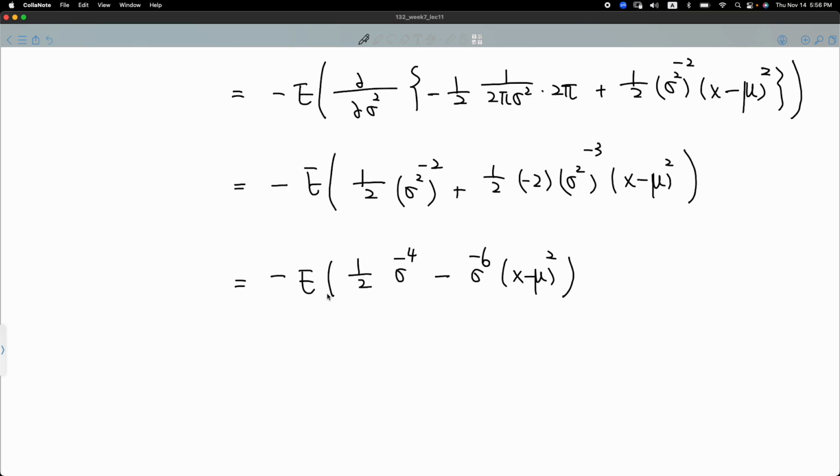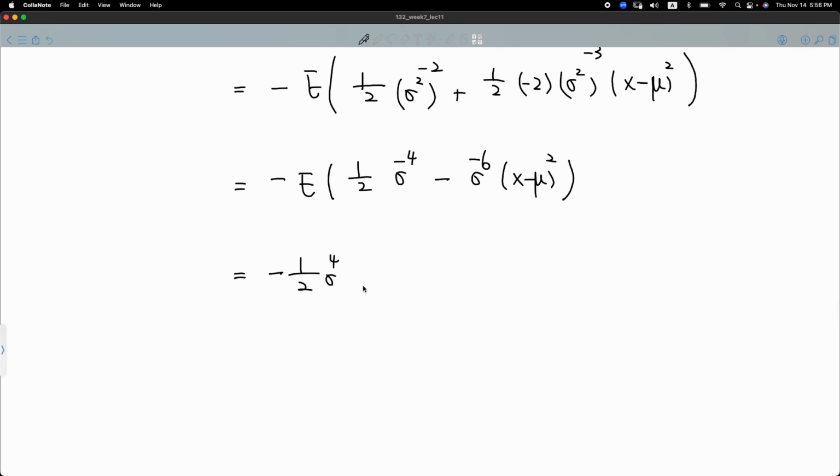Okay, so now the expected value is only going to work on the random variable. So our only term involving the random variable is the x minus mu. So that is the only term that will be affected by this expected value, and the remaining parts are all constant. So that means we have -1/2 sigma raised to the power of 4, as this is a constant, and then plus sigma raised to the power of -6, and then expected value for x minus mu square.